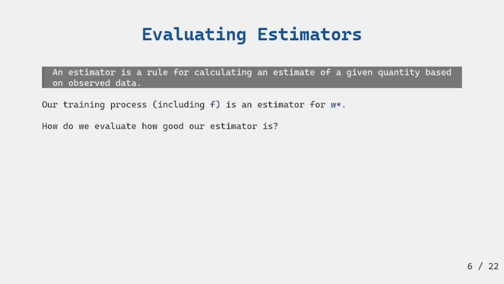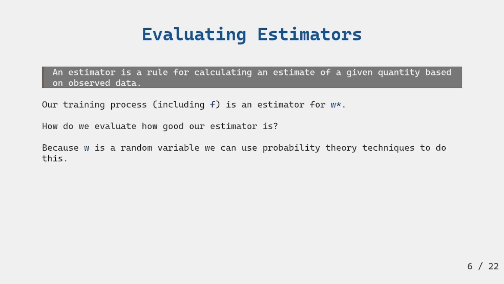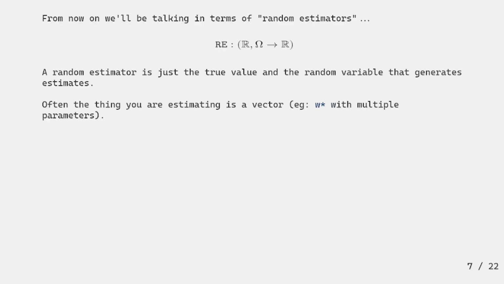And so an estimator, according to Wikipedia, is a rule for calculating an estimate of a given quantity based on some observed data. And so our training process is an estimate for W. It is some process that will estimate W, like guess at W star and give its best guess. And we want to know how good our guess is. And because our W is a random variable, we have access to all the tools from probability theory to evaluate how good and how accurate our estimate is.